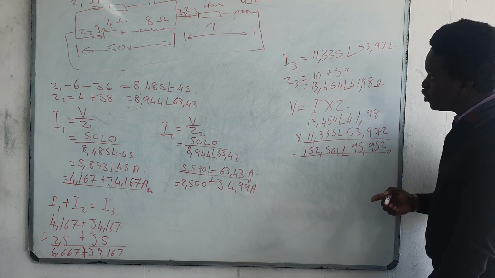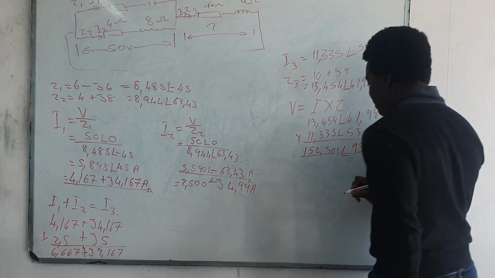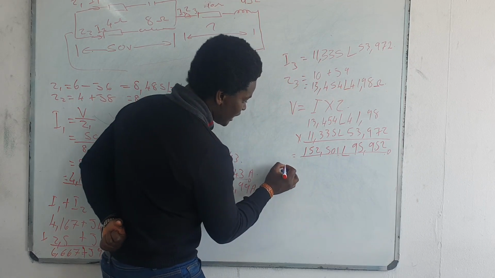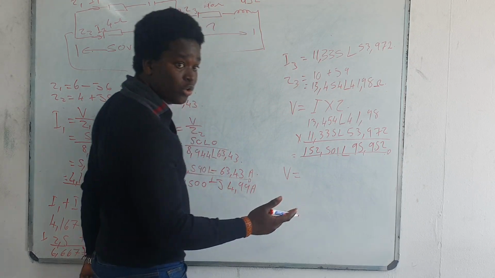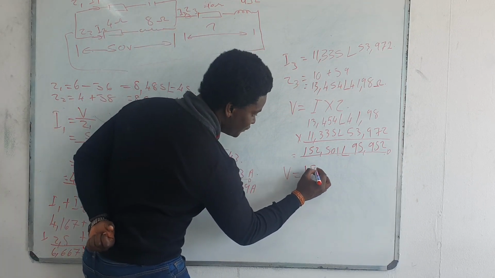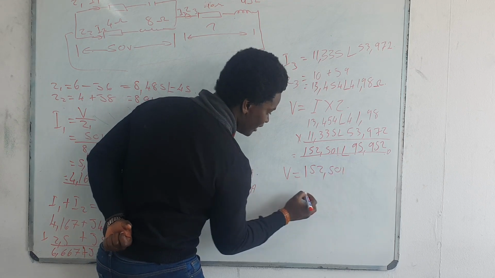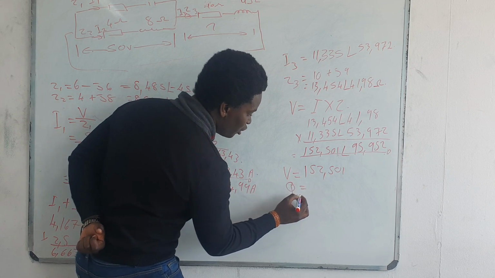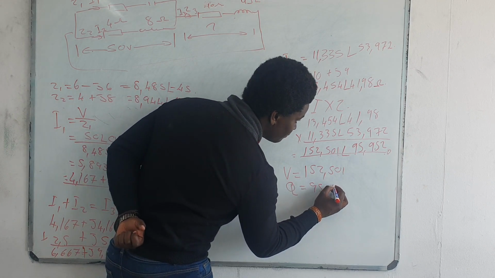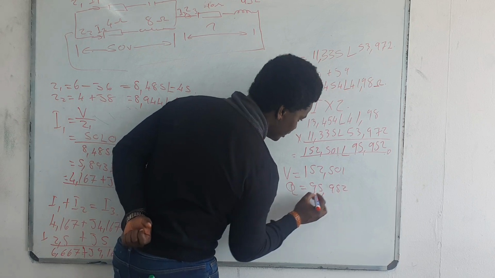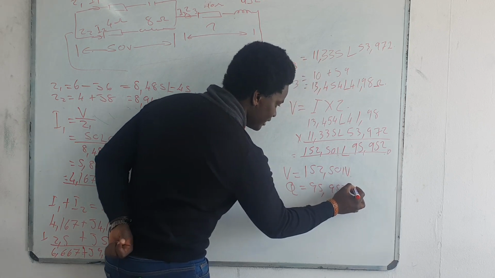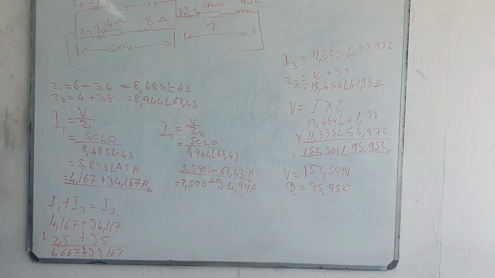And our voltage is also in polar form. So that means we will say now our voltage is equal to, this is what I always prefer, right? You say 152,501, and you say at an angle of 95,952. This is what I always prefer. And that's degrees. Are we together?